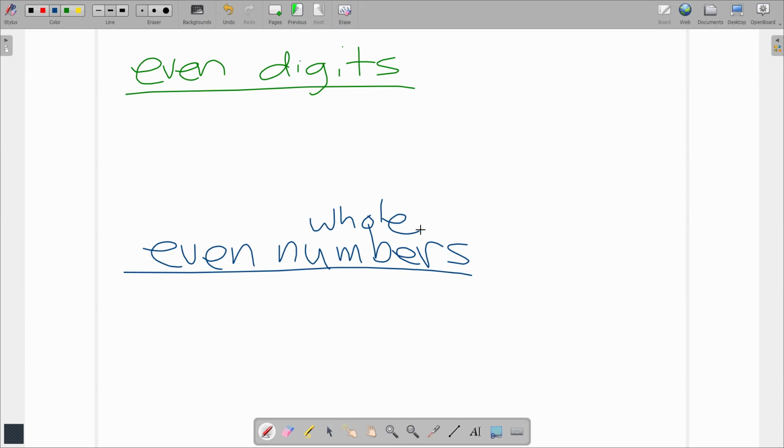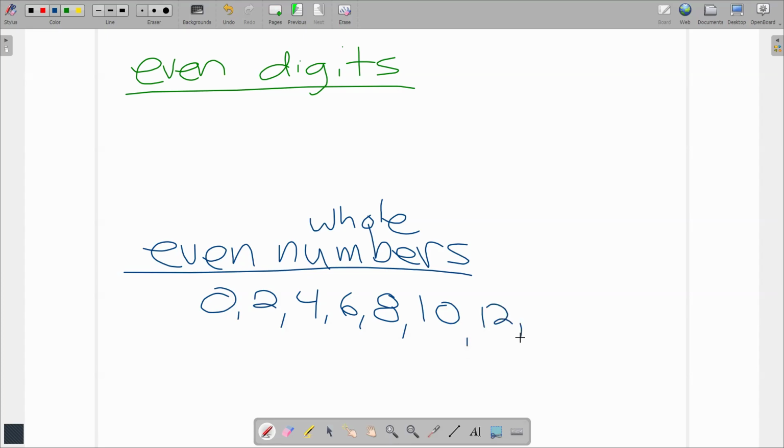And if you take 2 into 0, 2 goes into 0 0 times, no remainder, 0 is even. So the first even whole number is 0. The next one is 2. Next one is 4, 6, 8, 10. That's a whole number. 12 is a whole number.